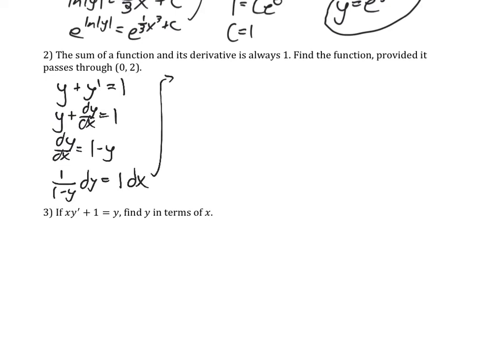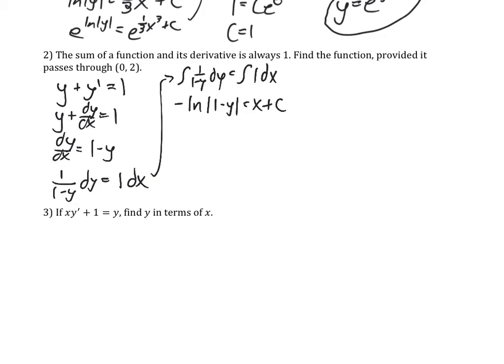I'm going to integrate now. So we're going to integrate: the integral of 1 minus y dy equals the integral of 1 dx. If I integrate 1 minus y, it's a little bit tricky, but you get negative ln of 1 minus y equaling x plus c. Be careful with that integral. You're basically dividing by the derivative of the inside of 1 minus y, which would be negative 1. That's where that negative comes from.